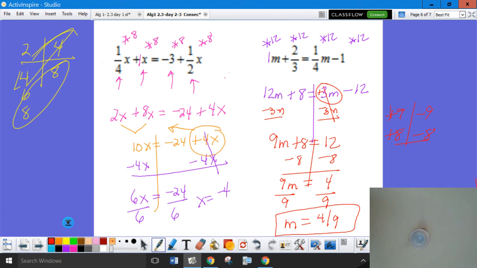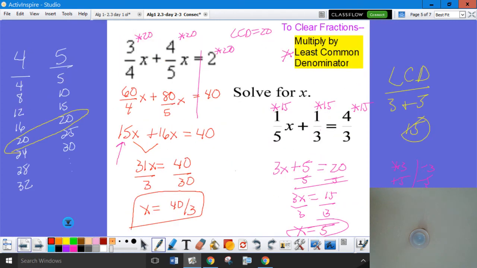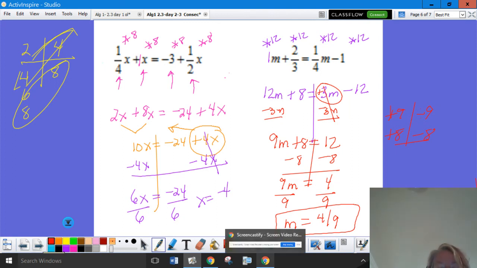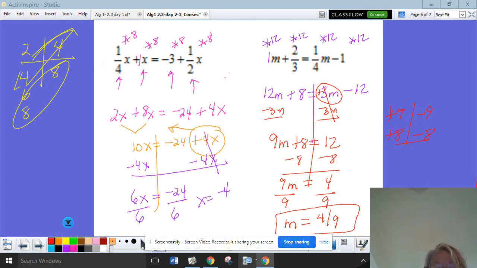So that's completely done. Okay, so on your homework, you're going to be working on some consecutive integers and some fractions over the next couple days. Let's see how you do with those. Come prepared with questions if you have any problems.